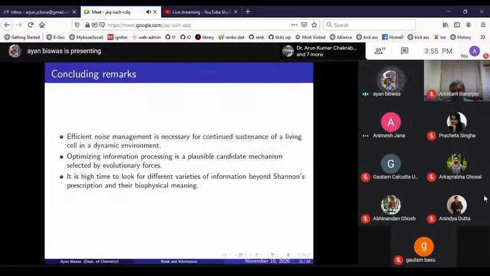So, concluding remarks: efficient noise management and optimization of information processing may lead to some hint as to why some of the motifs, but not all, are selected by the evolutionary forces. And it's high time to look beyond Shannonian information and look for the biophysical meaning of these PID metrics. So I was reminded of this high energy talk. With the advent of high energy, you probe deeper and deeper into the atoms, and you unearth the intricate structures. Just like that, we have to consider these contributions from PID molecules.